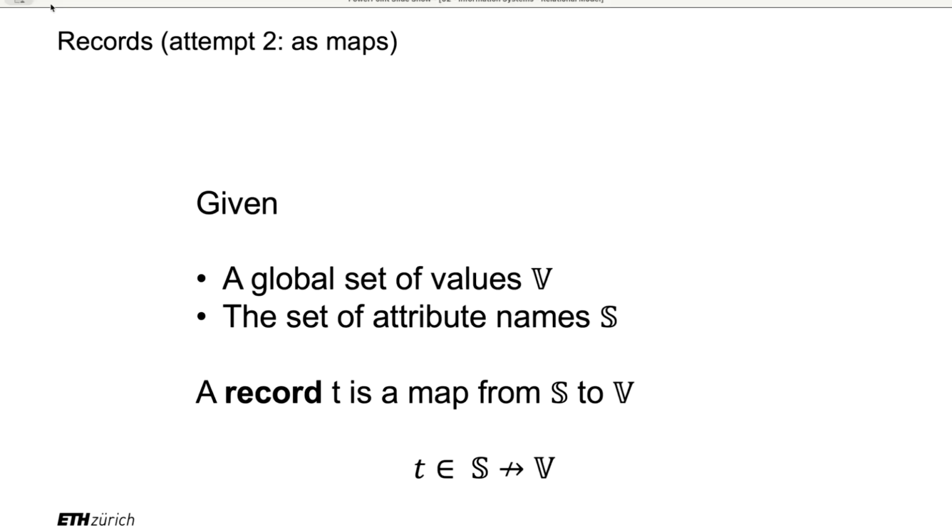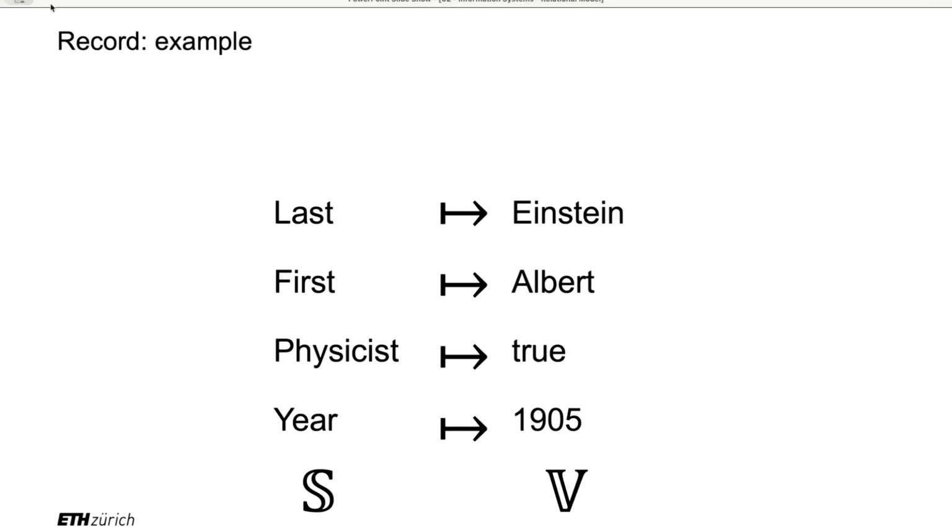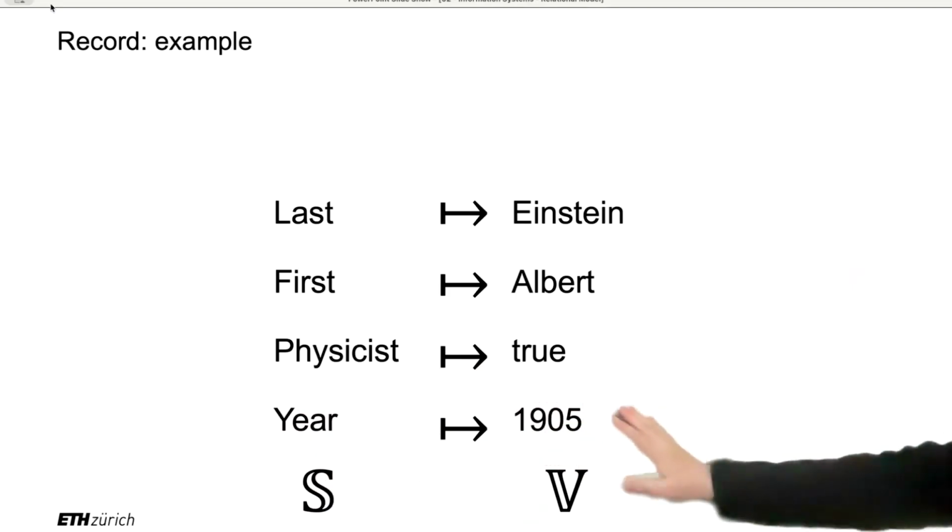And I have visuals, so normally I should have visuals coming right up. Yes, this is a visual. This is an example of a map. It's a partial function, a map from some strings, 4 of them in that case. We map last, first, physicist, and year. These are my attributes, these are my column headers. And we map last to Einstein, first to Albert, physicist to true, and year to 1905, right? Do you agree? This is a map from strings to values.